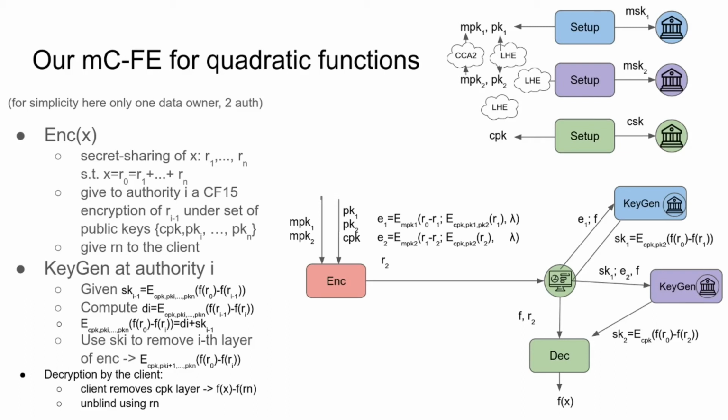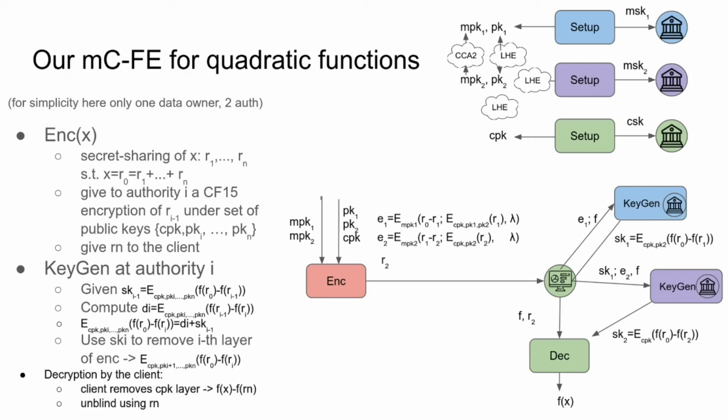The data owner then gives Rn in the clear to the client and creates a chain of ciphertexts, each of which is intended for a certain authority, and it is CCA2 encrypted with the corresponding authority's public key. The ciphertext associated with authority i contains Ri-1 minus Ri in the clear, and also the encryption of Ri under a linearly homomorphic encryption scheme. Given this information, each authority can create the encryption of f of Ri-1 minus f of Ri.